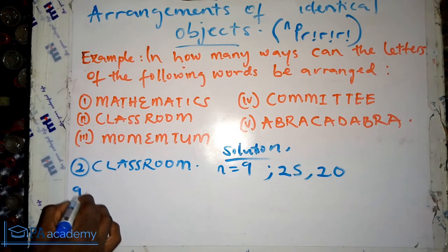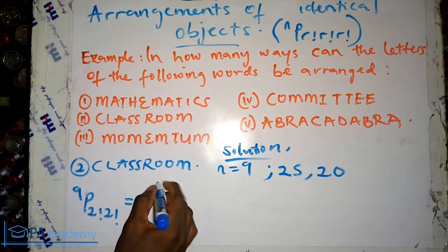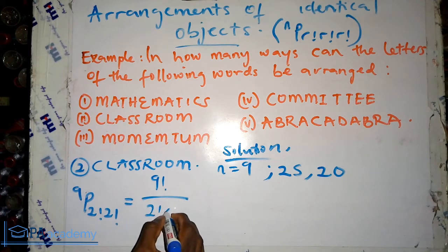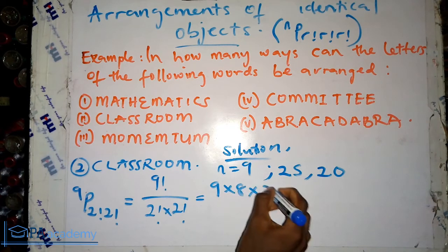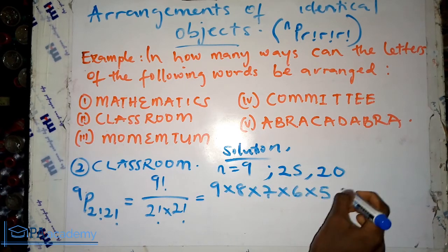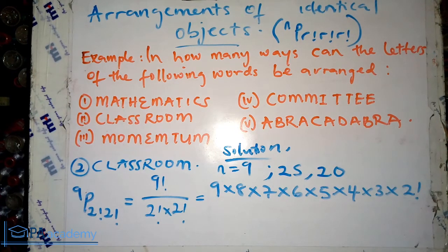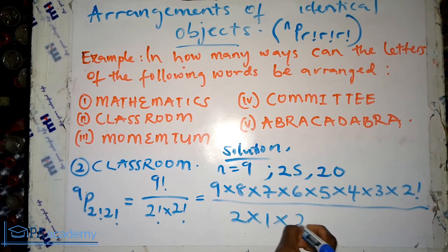That will be 9 permutation 2 factorial and 2 factorial, which equals 9 factorial over 2 factorial multiplied by 2 factorial. So let's express it. 9 factorial is written as 9 times 8 times 7 times 6 times 5 times 4 times 3 times 2 factorial. I'm stopping at 2 factorial because in the denominator we have 2 factorial. So over, let's expand the denominator: 2 times 1 times 2 factorial.